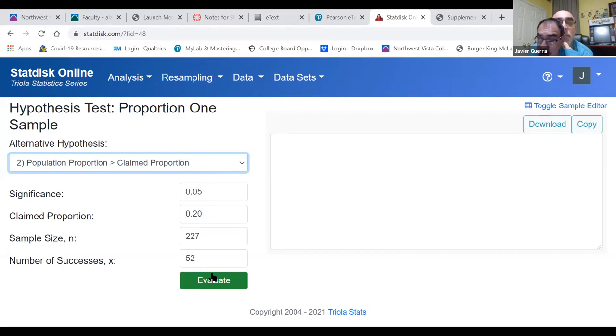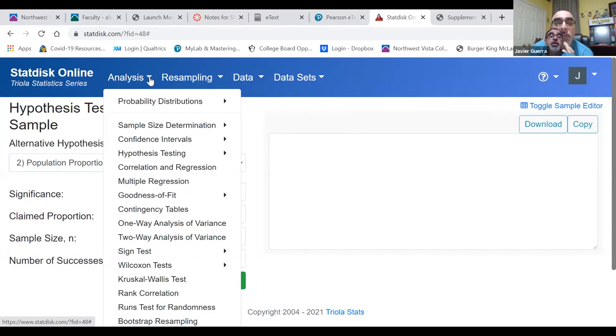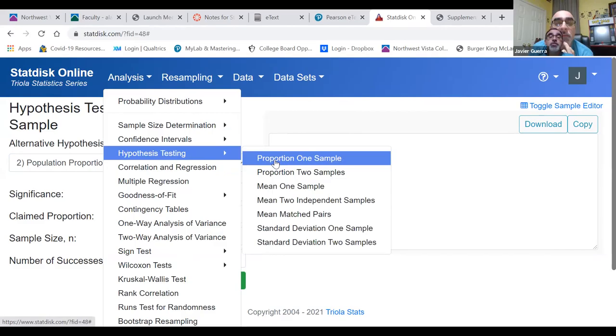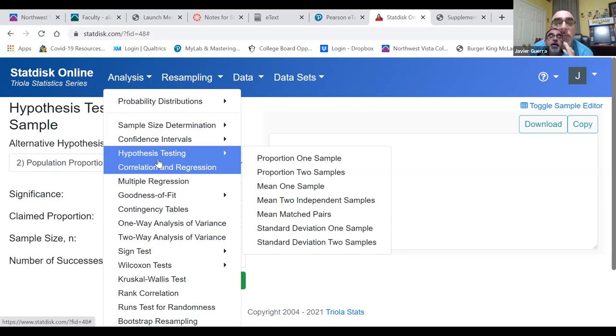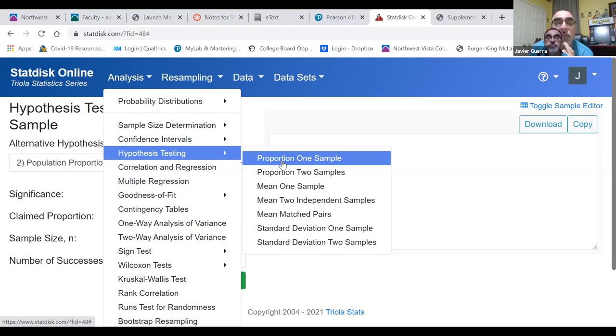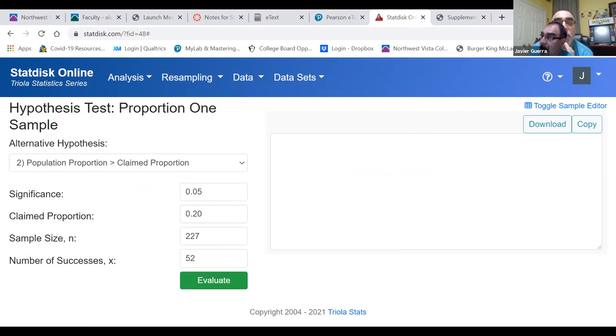Now you're ready for step three. Can you show how to get to this page again? On the Statdisk? Yeah. Okay, you go to analysis, you go to hypothesis testing, and you pick proportion one sample. So analysis, hypothesis testing, and then proportion one sample. All good? Yes, thank you. You're welcome.